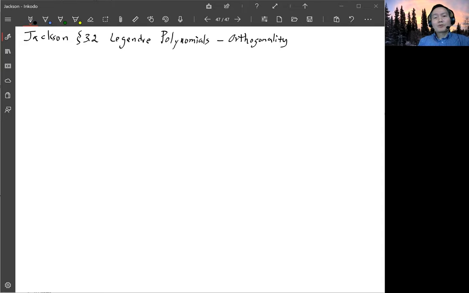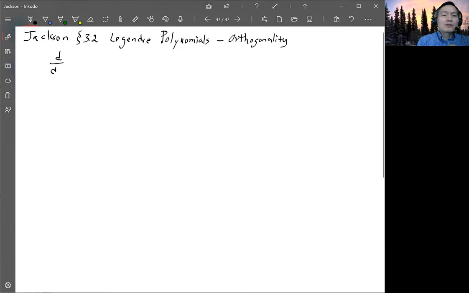Section 3.2 has a discussion on how to show that the Legendre polynomials are orthogonal to each other, and then how you get the normalization constant. So we'll look at that. To show that they are orthogonal, we start with the Legendre equation.